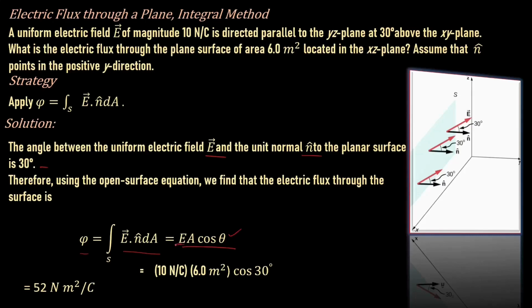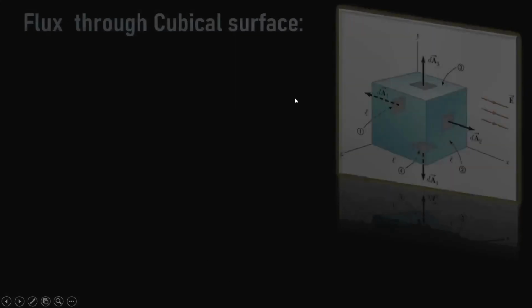Putting the magnitude of the electric field as 10 and the area as 6 meter square, which are already in SI units, so there is no need to change them. And for cos theta, we put cos 30 degrees, and on multiplying we get the answer. This is the flux associated with the entire surface area S. So this is how, for different orientations, you can compute the magnitude of the flux.